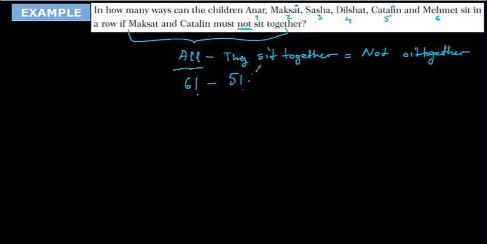And 2 factorial is the order between Maksat and Katalin, which means Maksat and Katalin can sit together in 2 factorial different ways. If it is a line, we can say Maksat and Katalin, or Katalin and Maksat. So that makes two also. And here 6 factorial is going to be equal to 6 times 5 times 4 times 3 times 2 times 1, minus 5 factorial.